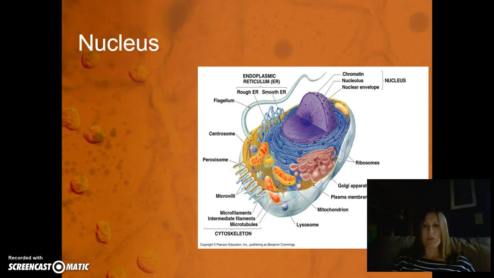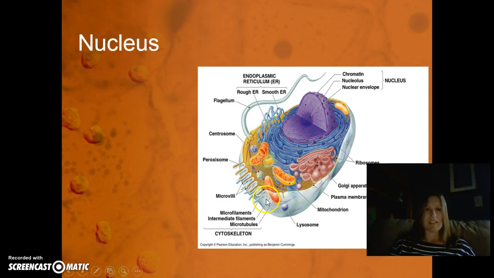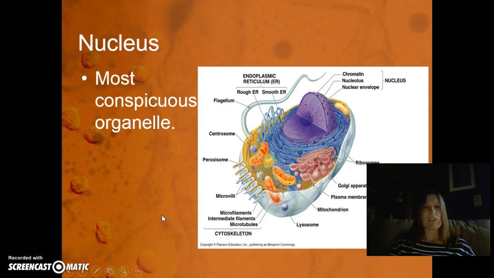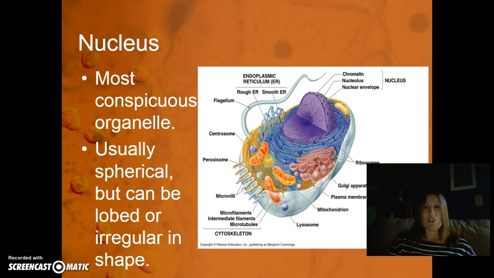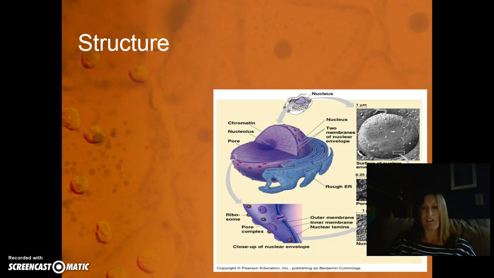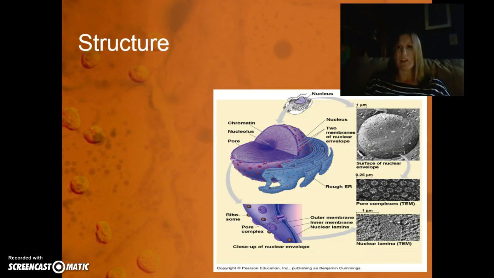So we're going to start off with the big dog, or what I like to call your mama. Your mama is the nucleus. And the nucleus is the most conspicuous organelle, meaning it is the most prominent organelle. It is usually spherical, but it can be lobed or irregular in shape. It's the one right here, right smack dab, and we often say in the middle, even though sometimes it's not in the middle.